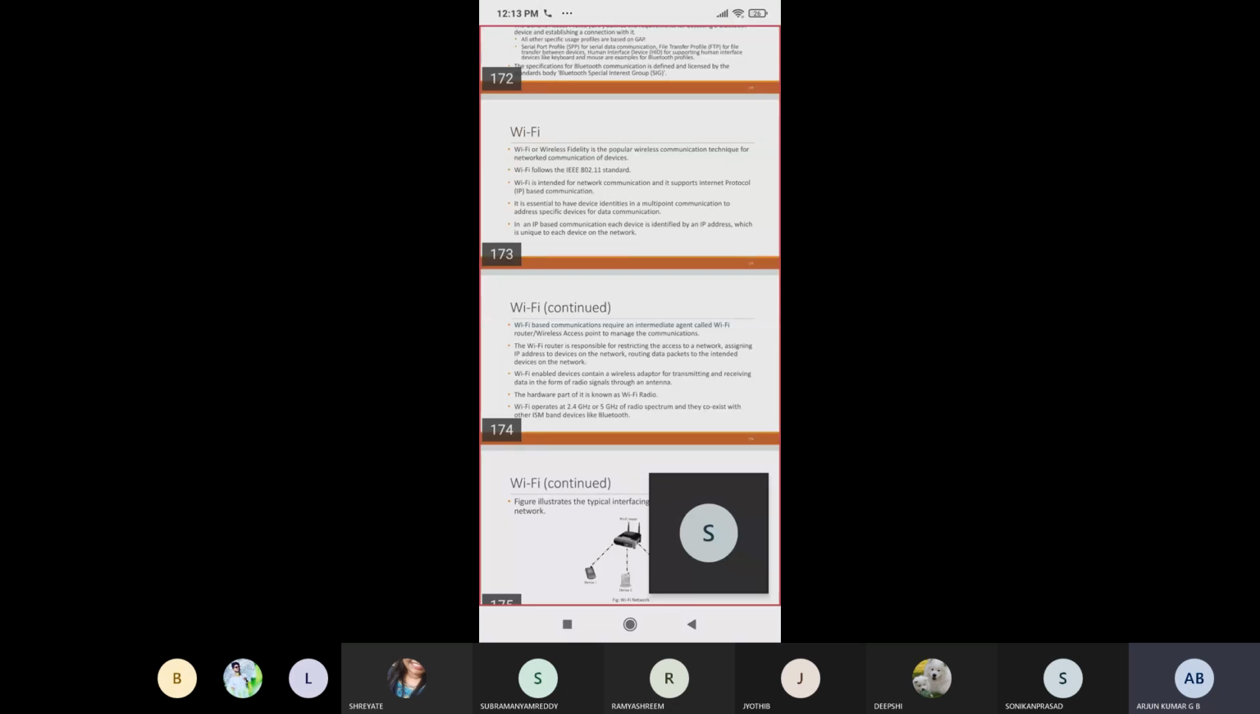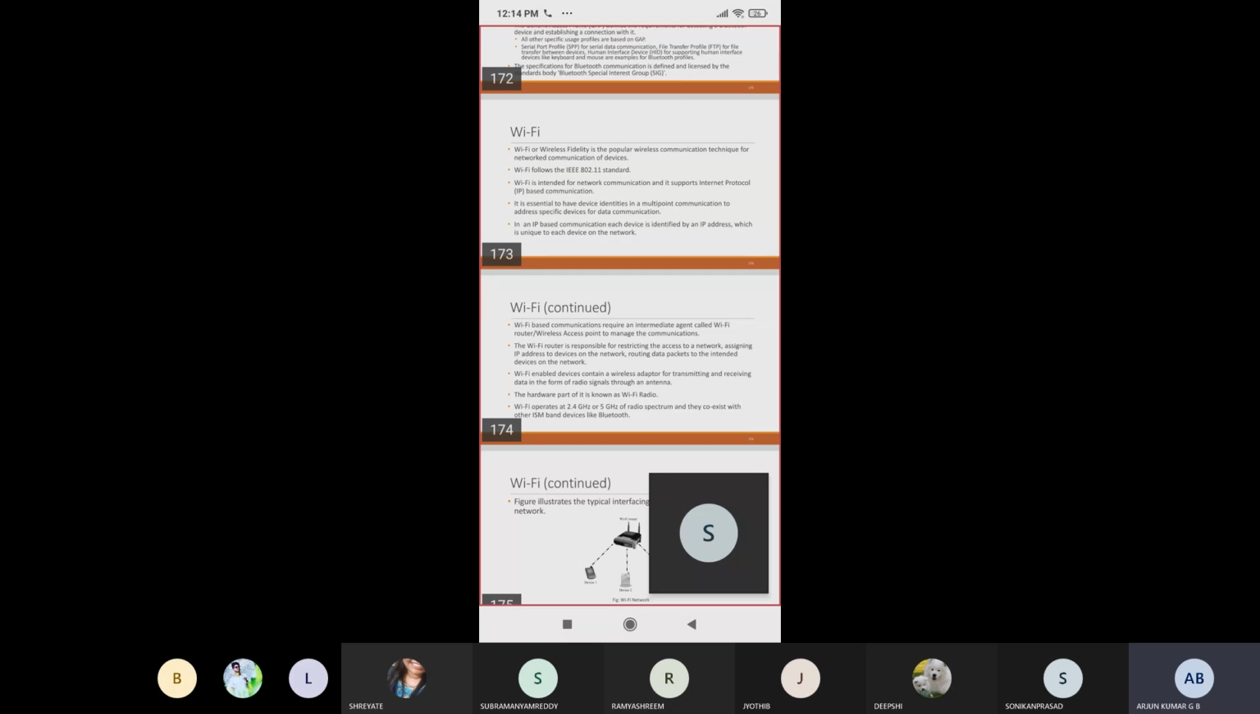If you want to access any website, there will be an IP address. This IP address means the Wi-Fi will support these kinds of IP protocols. It is essential to have devices identified in a multi-point communication to address the specific devices for data communication. Through Wi-Fi we can connect multiple devices at a particular specific address.